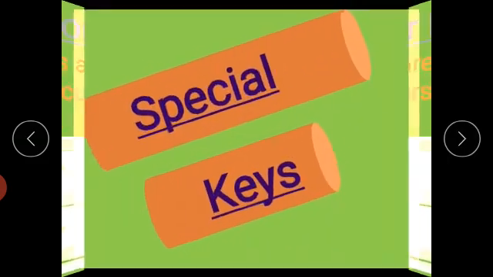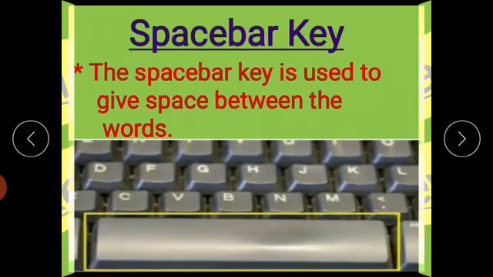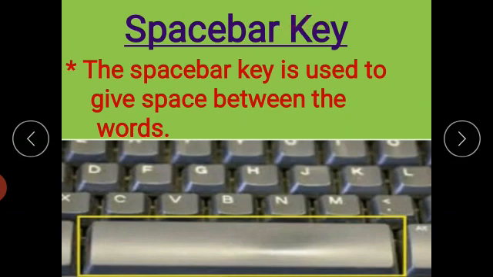Now, next, special keys. Children, except these keys, there are some special keys also that play a specific task. So now let's learn about these keys also. Space bar key. The space bar key is used to give space between words. Are you getting, children? See, look at the picture. This is the space bar key. The long big key is known as the space bar key.